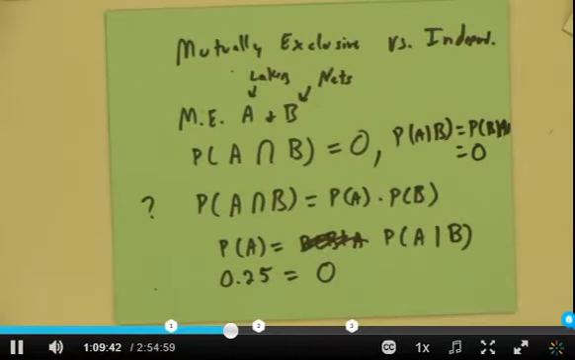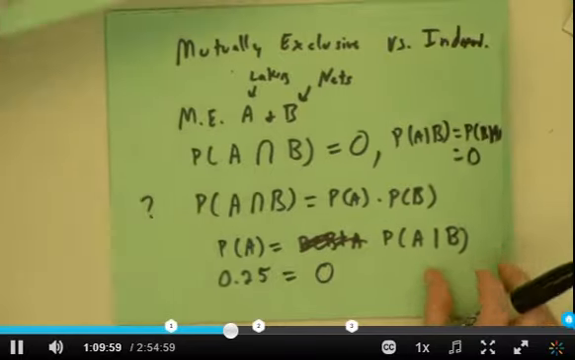Okay. That's what it means to be mutually exclusive. It means the conditional probabilities in either direction are 0, and the joint probability is 0. They can't both happen, and if one of them does, the other cannot. That's what mutually exclusive means.